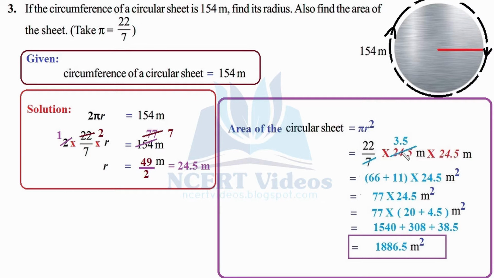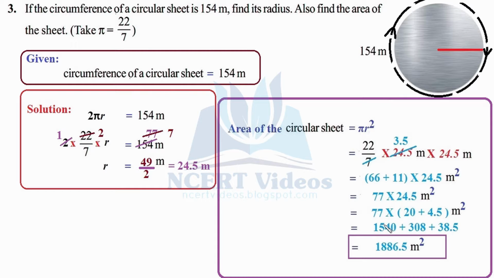1 7 is 7, 7 3s are 21, 3 is remainder, put decimal, so we have 3.5. So 7 5s are 35. Now we will solve it as we did in the previous question. 22 3s are 66. Point half means divide this number by 2. So 11. Rest same. The only difference is meter into meter, squaring it. 77 into same thing as it is. 77 as it is. Break it up: 20 plus 4.5. Now solve it.